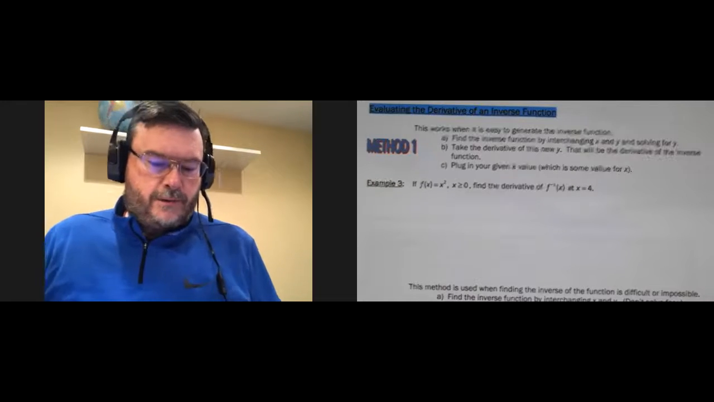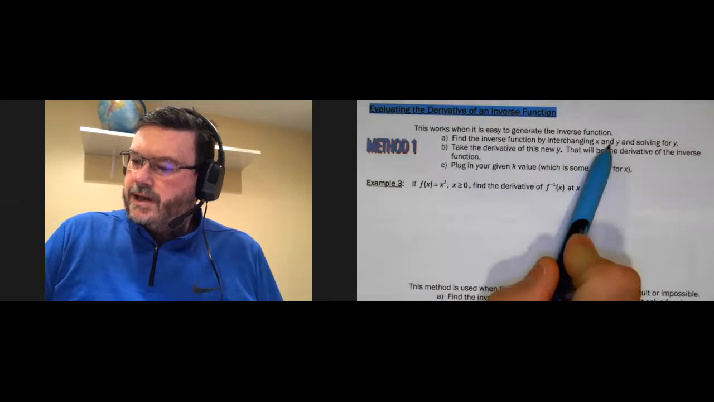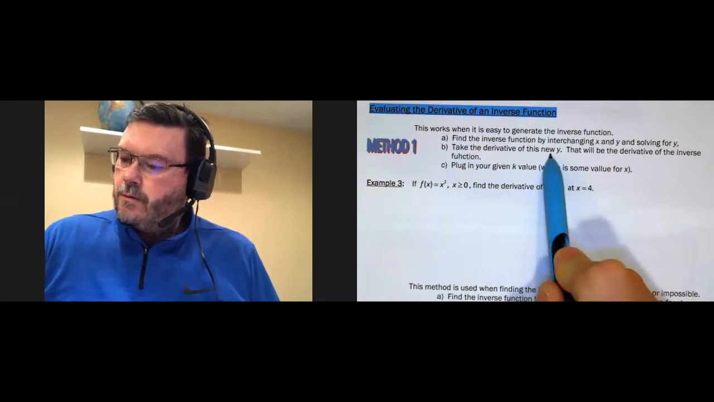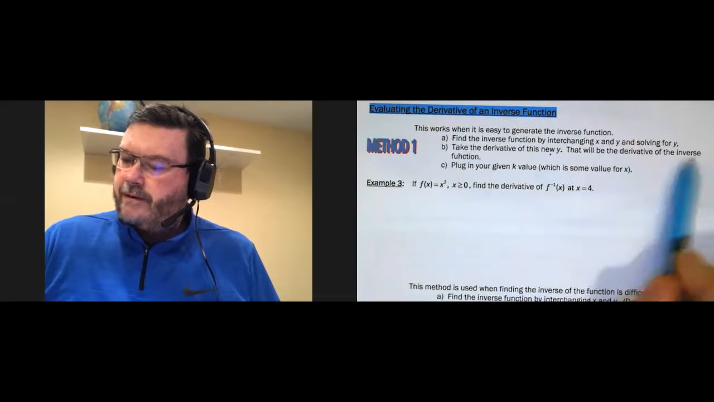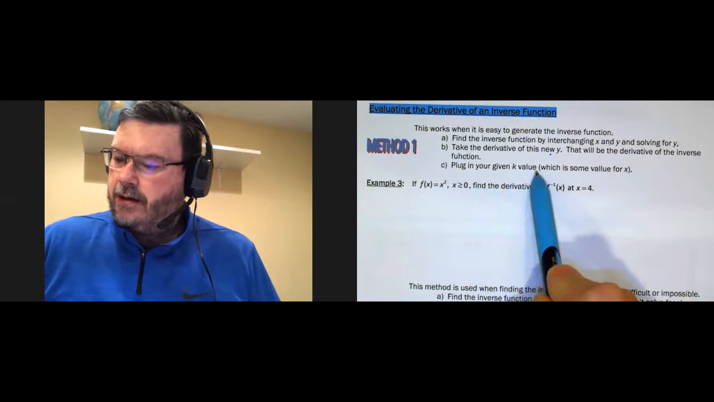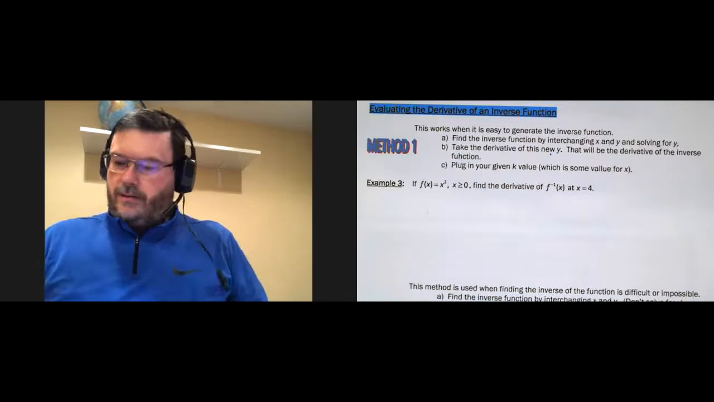So what we're going to do is find the inverse function first, by interchanging x and y and then solving for y. Step 2, take the derivative of this new y. That will be the derivative of the inverse function. And then plug in the given value k, which is also the same value for x. So let's just kind of work through this.